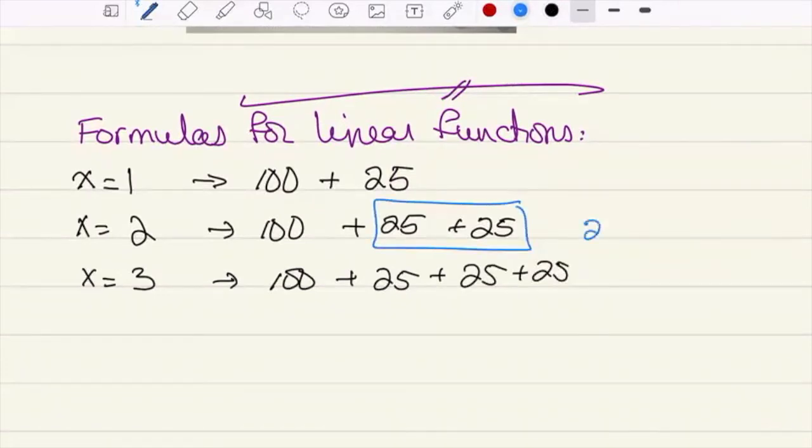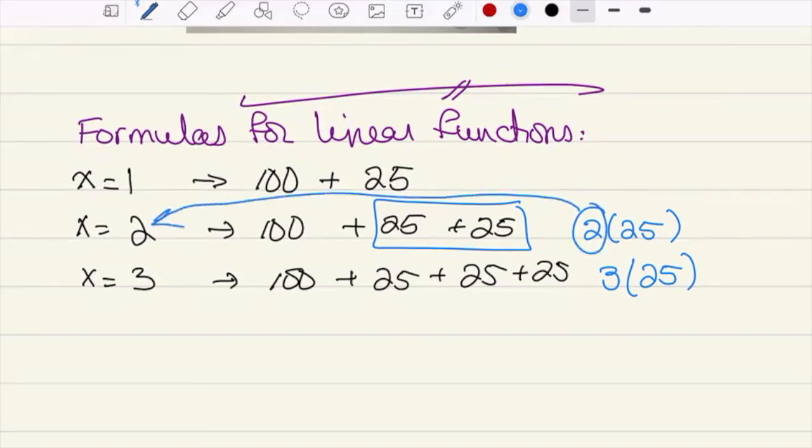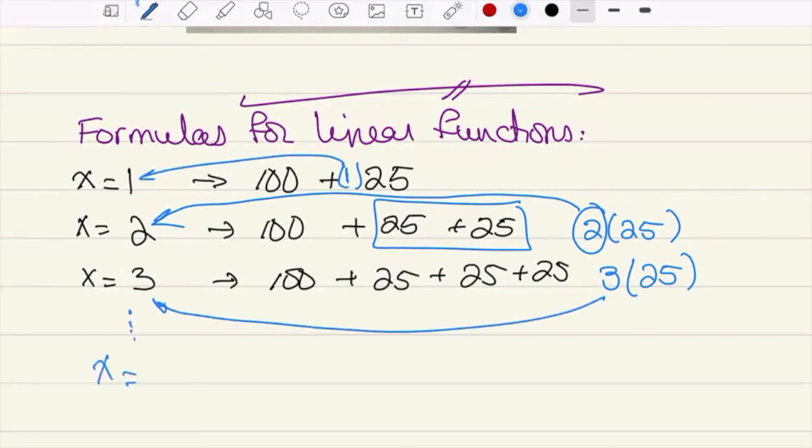I can change this to 2 times 25 right here, 3 times 25. And what is this 2 right here? This 2 is this 2 right here. Now right here, I can put an imaginary one. This 3 would be this 3. So can you guess at month 100? No, let's not use 100. Month 75, what would my formula be? My number would be 100 plus 75 times 25.